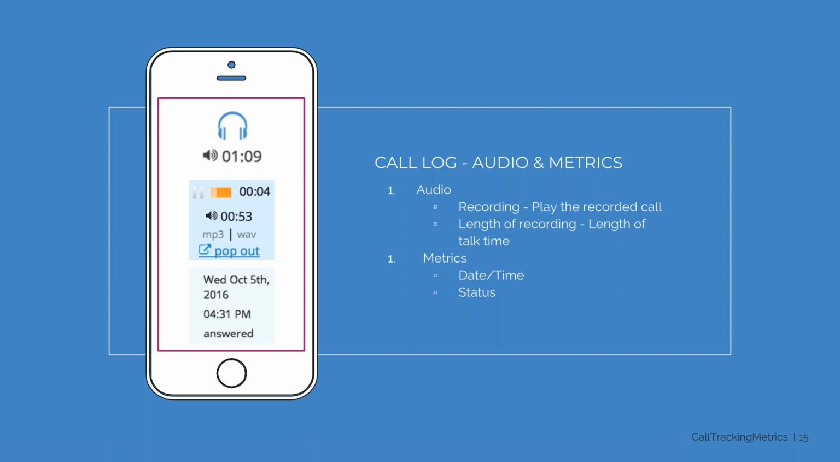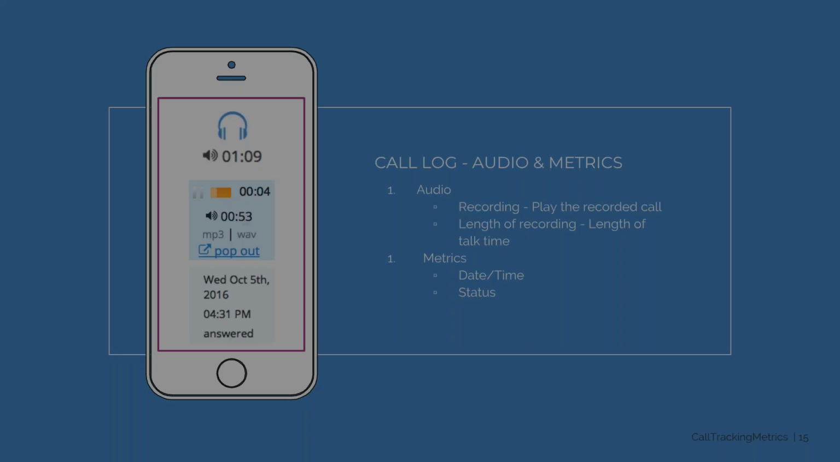Here we go. So the next column over is going to be our audio and metrics column. These are pretty straightforward. The audio is going to be a quick link to the recording. It'll by default tell you the length of the call. And then up next is the metrics. So that's going to tell you the basic metrics about the call, which is going to be the date and status of the call, which I believe is what we'll be covering next, the status.